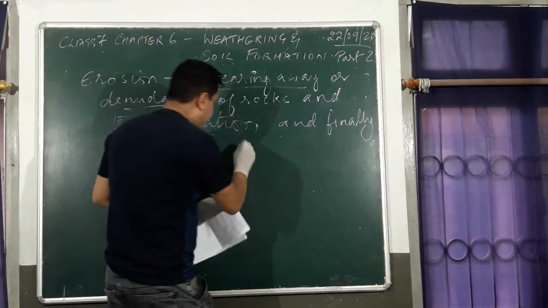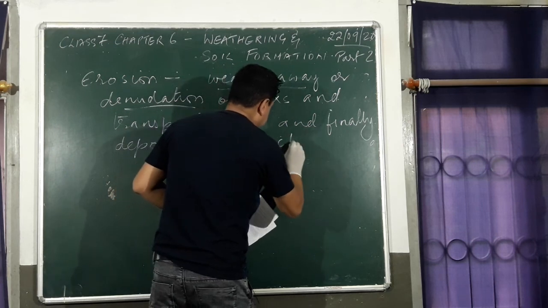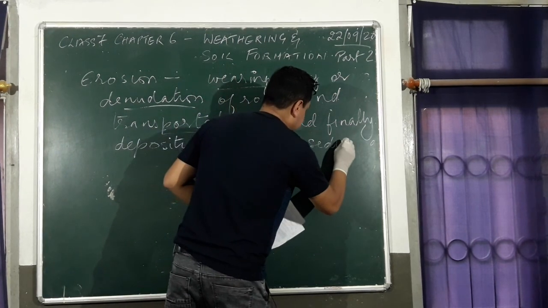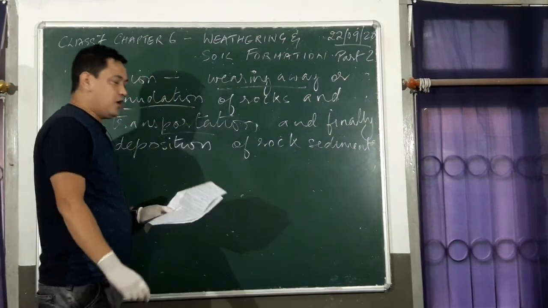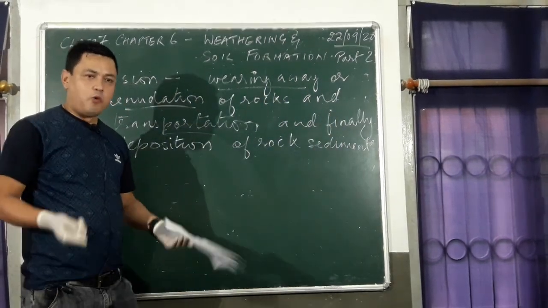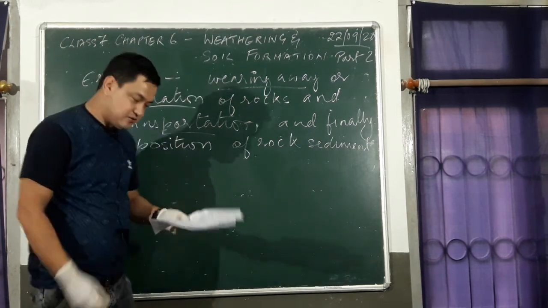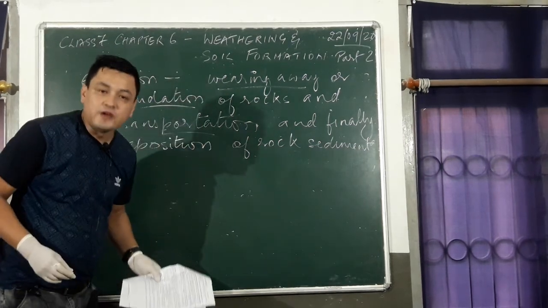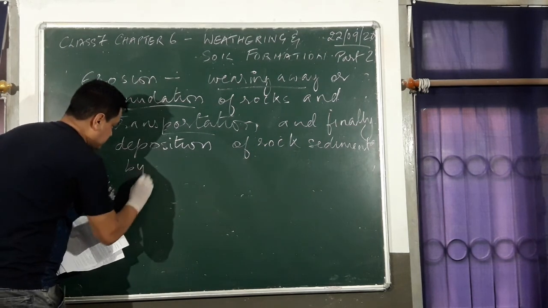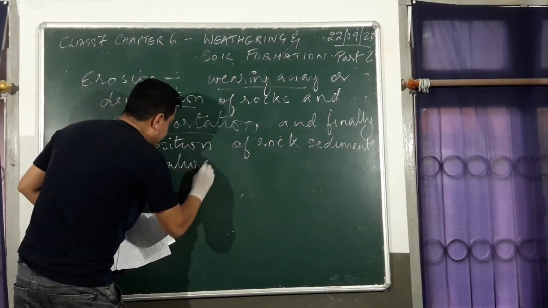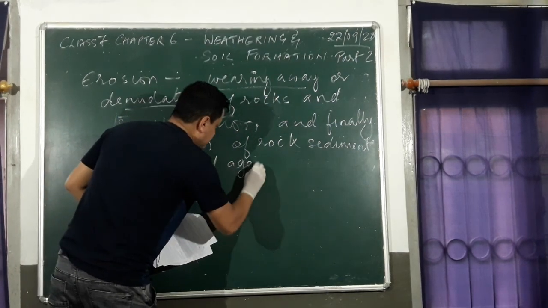Deposition of rock sediments. Now sediments are basically matters brought by the running rivers from the mountains. Okay, so the sediments are brought by water. Water is an agent of denudation, so it is one form of erosion. They are brought by natural agents.